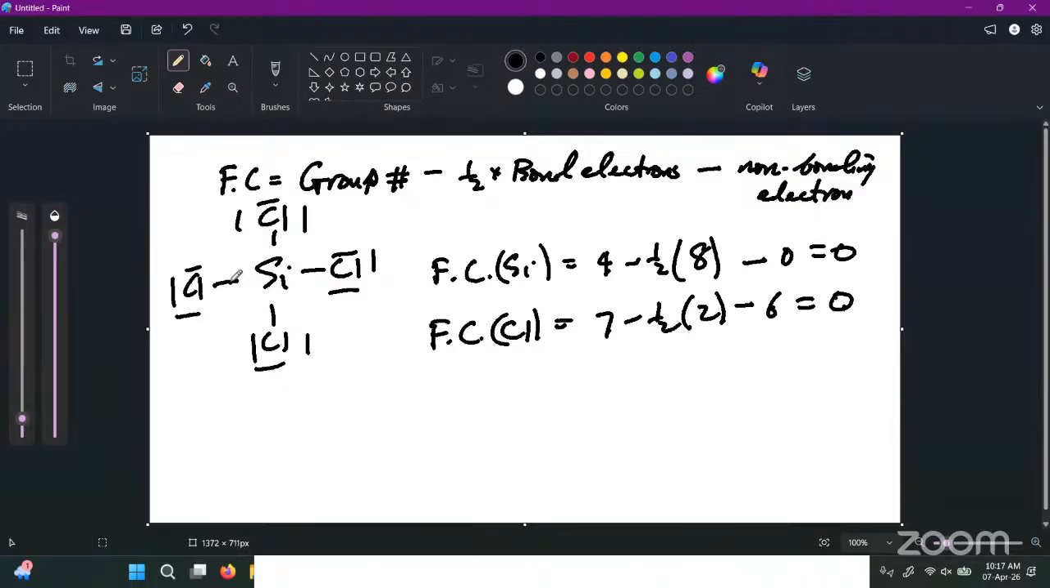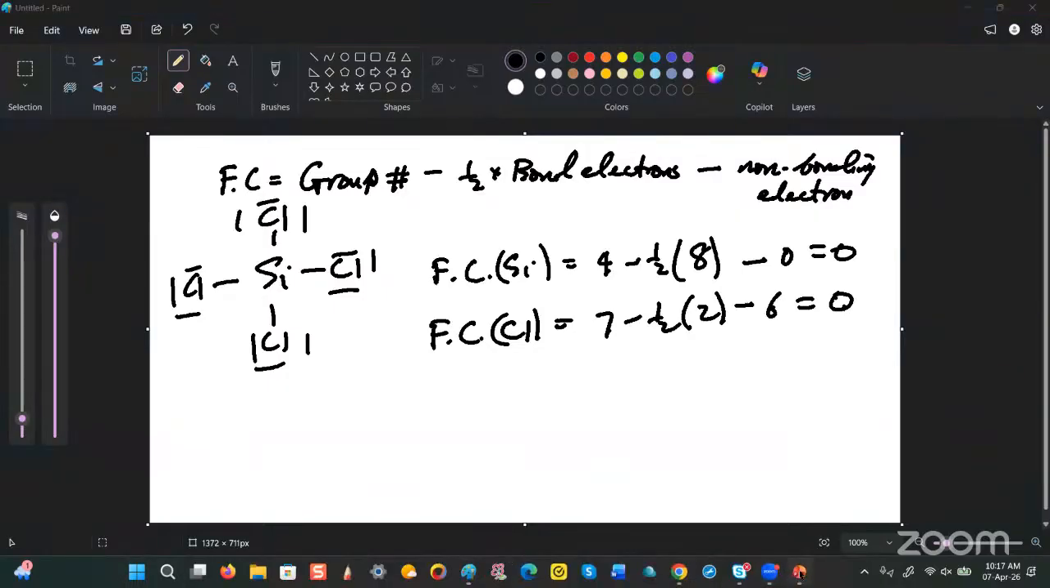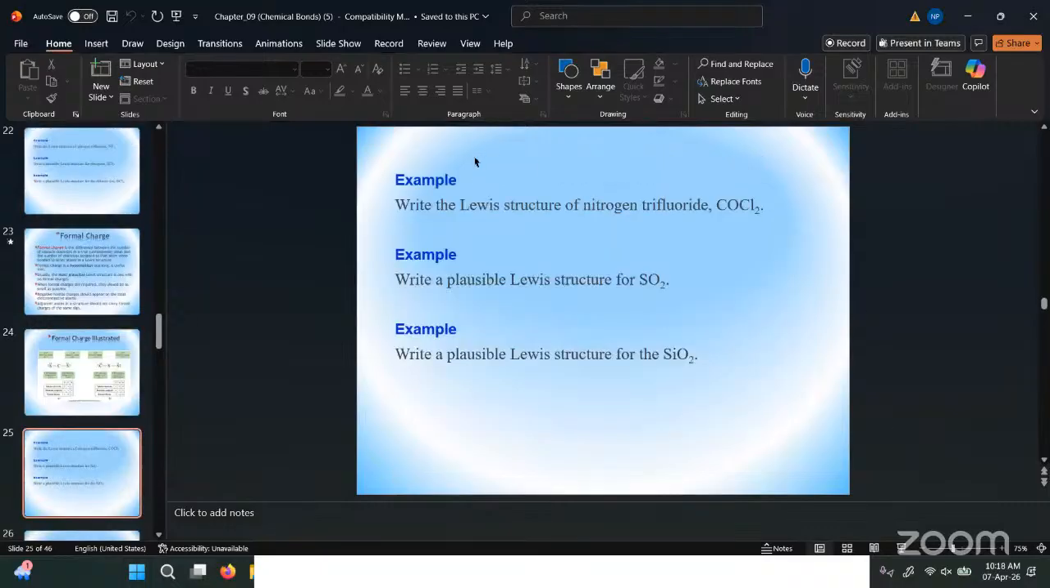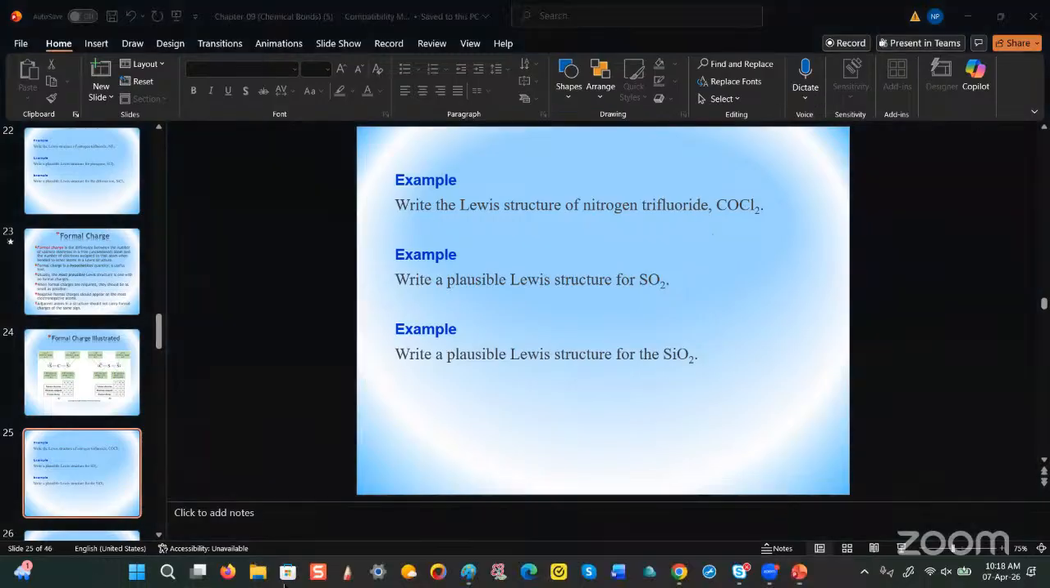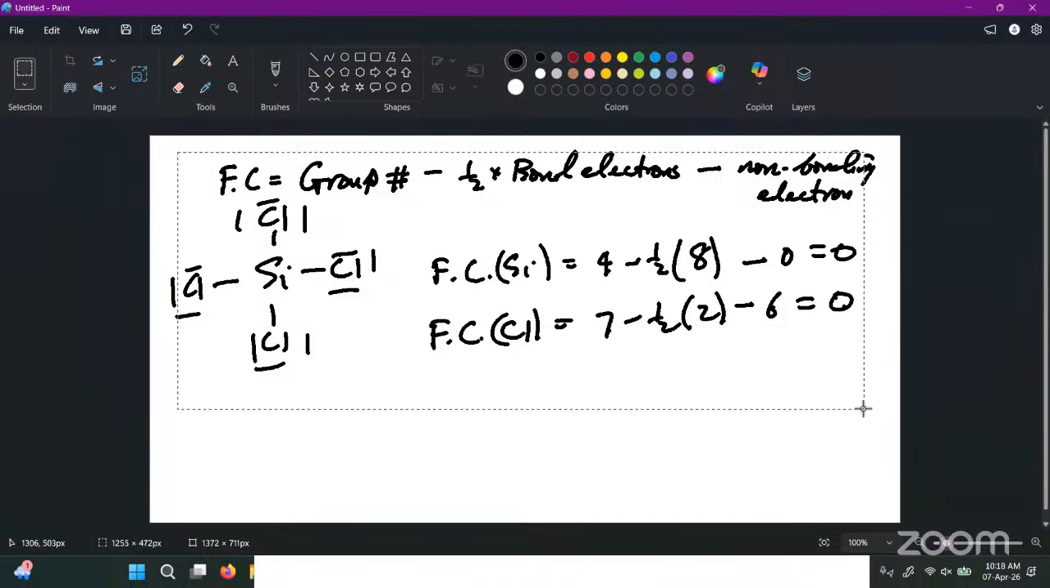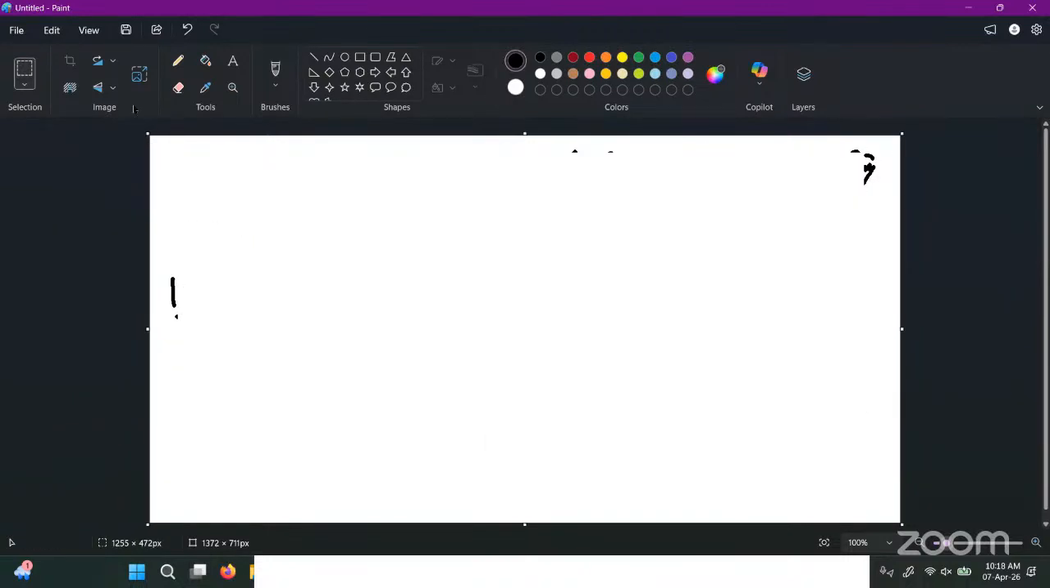Now, there are other cases where that will not be the case, right? And I think in the PowerPoint, there are some questions to that effect. Okay, 3 good questions here. The first one is COCl2. So let me go back here, and let me get rid of all this.